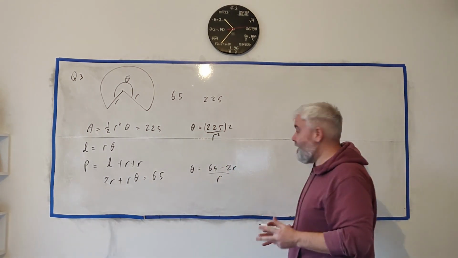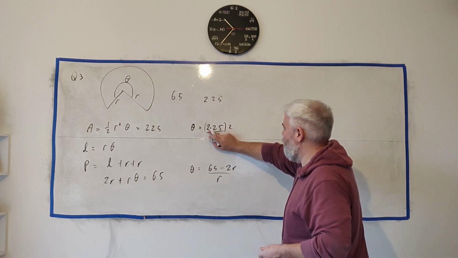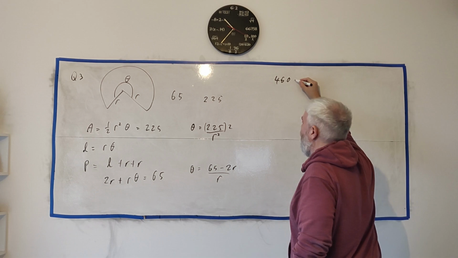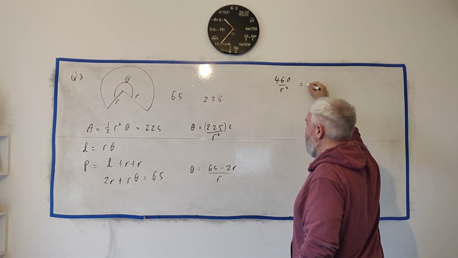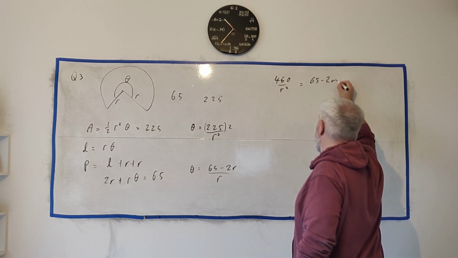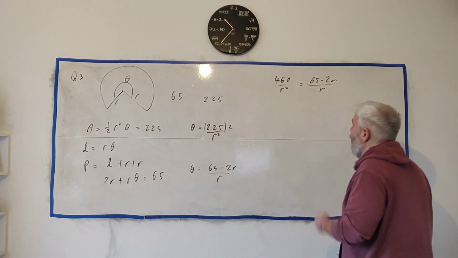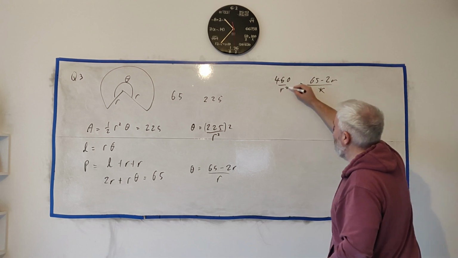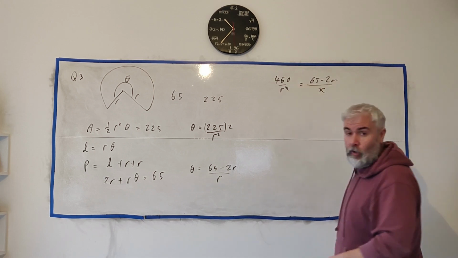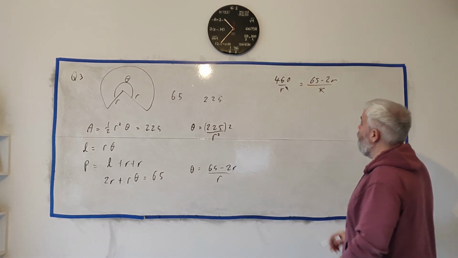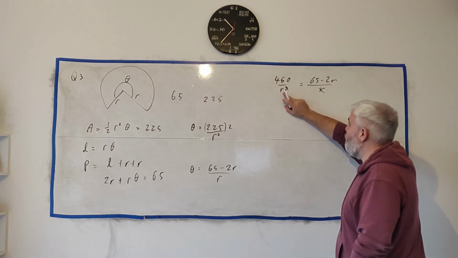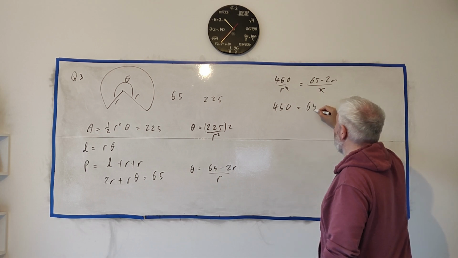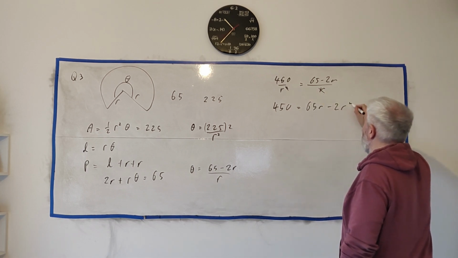If we put these equal to each other, that'll become 450. Okay, let's write that out again. 450 over r squared is equal to 65 minus 2r over r. We can multiply both sides by r, and that'll get one of these r's to disappear. We can multiply both sides by another r. We're left with 450 on the left is equal to 65r minus 2r squared.